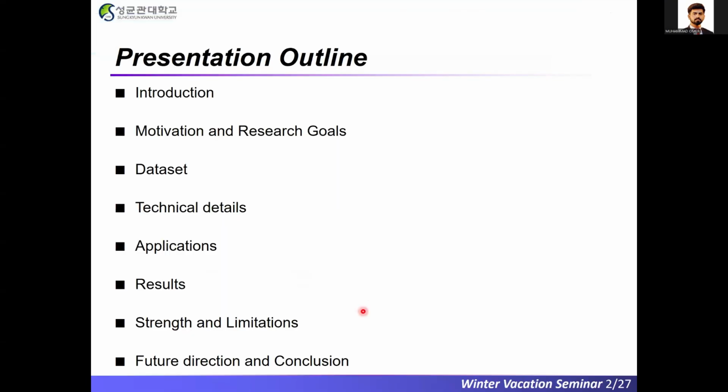This is the presentation outline. First, I will talk about the introduction of CLIP. What are the things that can be done using CLIP? The motivation behind making CLIP and what are the research goals? The dataset that has been used for this research, some technical details, applications, results, strength and limitation, and future direction and conclusion.